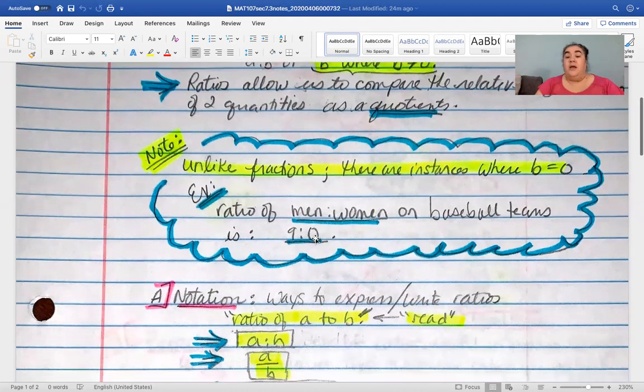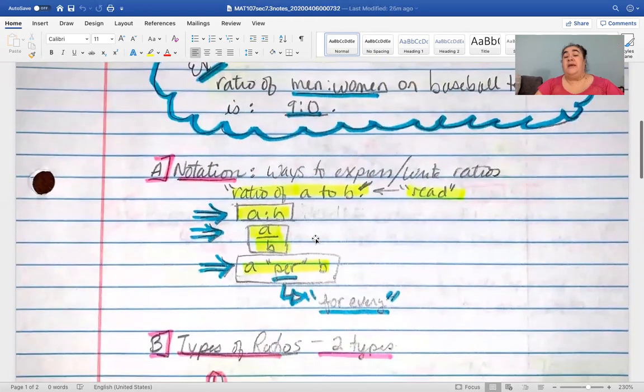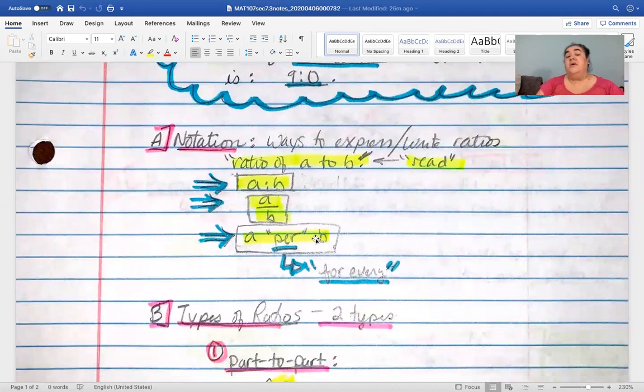Now, before we go a little bit deeper into ratios, let's talk about notation, meaning how we write ratios, how we read them, ways to express and write them. So first of all, ratios are always read from left to right, and we say them as A to B. That's the phrase we use to read them. Now, here are the different notations we can use.